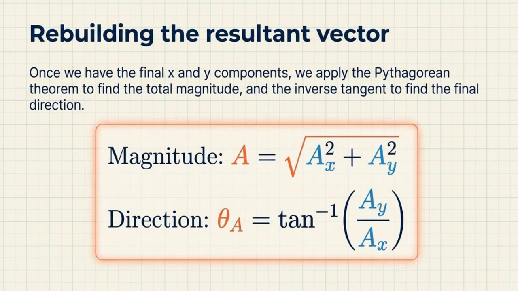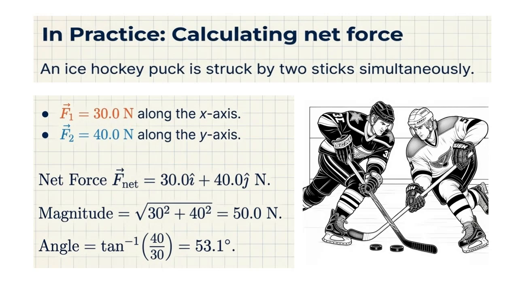Now that we have the final x and y components of the vector, we combine them to find the overall magnitude and direction. To get the magnitude, we use the Pythagorean theorem, which means taking the square root of the sum of the squares of the x and y parts. For the direction, we calculate the angle by taking the inverse tangent of the ratio of the y component over the x component. This gives us the angle the resultant vector makes with the x-axis, completing the process of rebuilding the vector from its components.